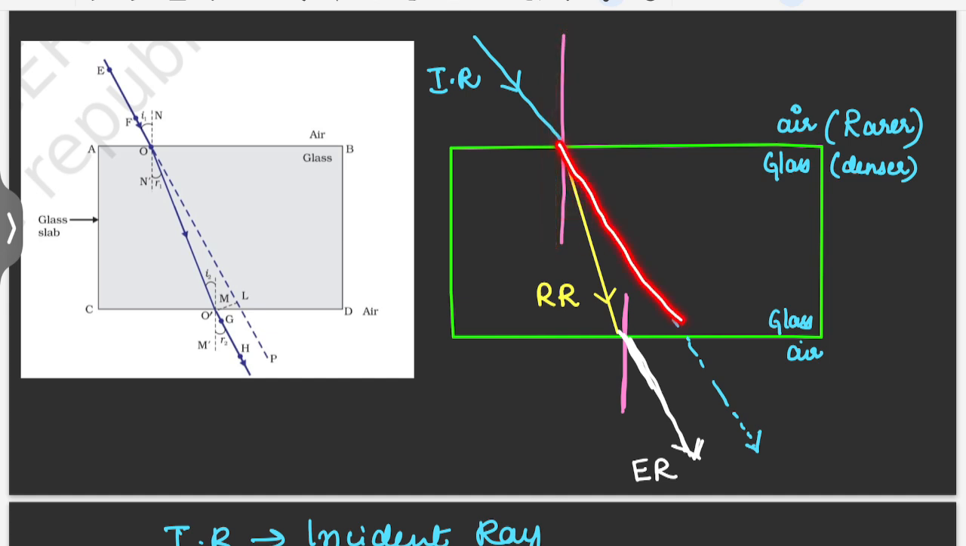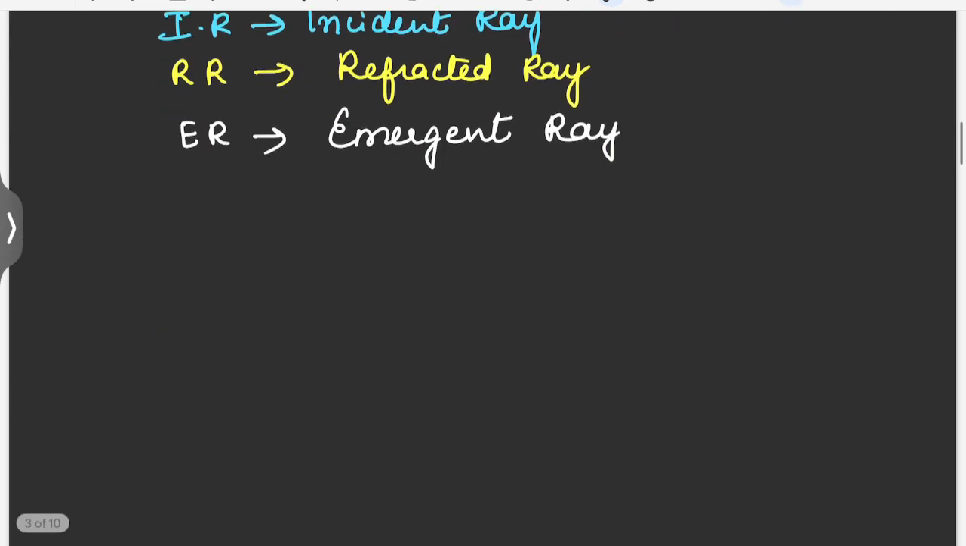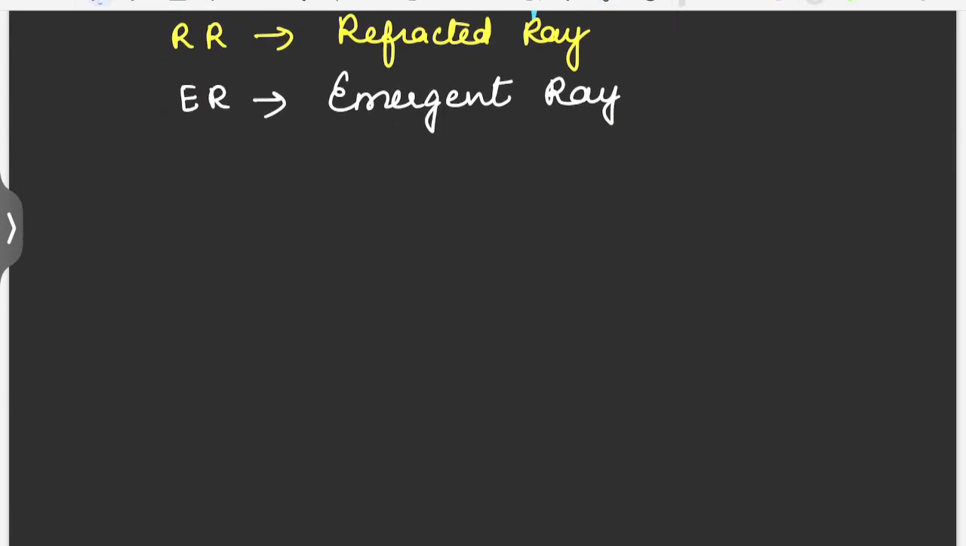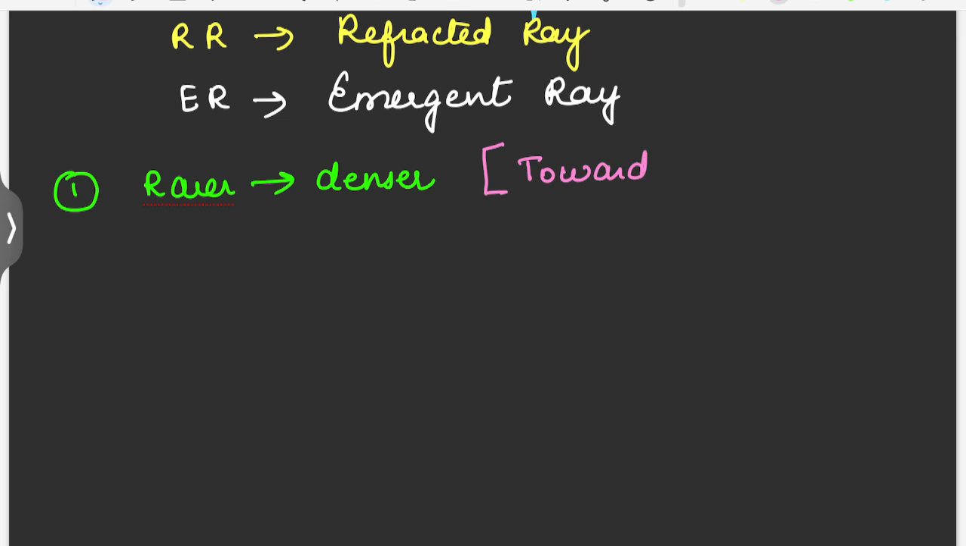So it should have passed like this. Instead of that, you can see it is moving here close to the normal. That is, whenever a ray passes from rare medium to the denser medium, the refracted ray will move towards the normal. This is the first point, which is very important. So let us write that. The first point is, whenever a ray of light moves from rare medium to the denser medium, what happens? The ray of light will move towards the normal.